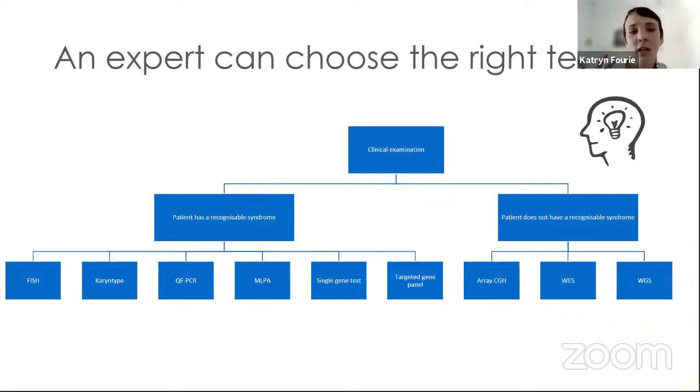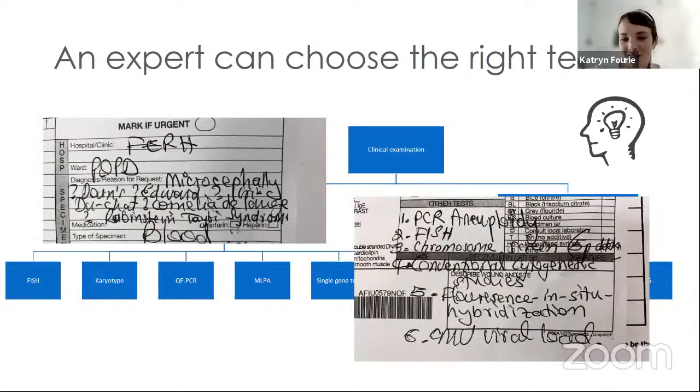For example, an expert can choose the right test. You can see that this is quite an involved table of when to choose which test, and even this is very oversimplified. It takes a lot of clinical thought and input to choose the correct test. And we want that to avoid these kinds of things.